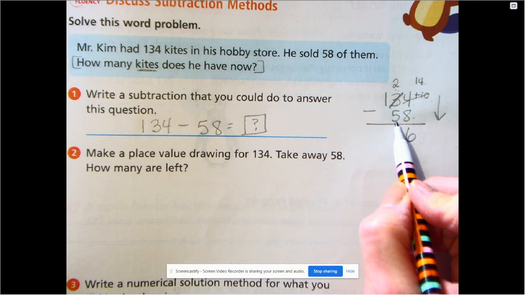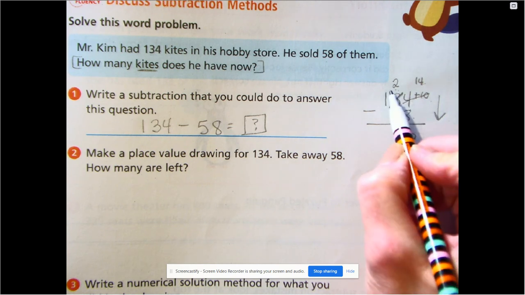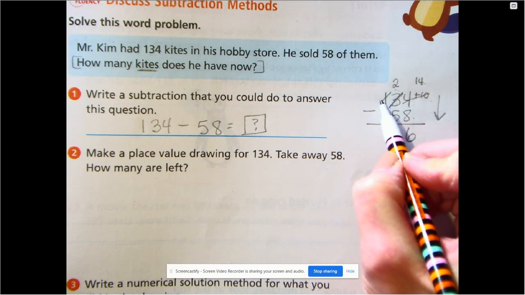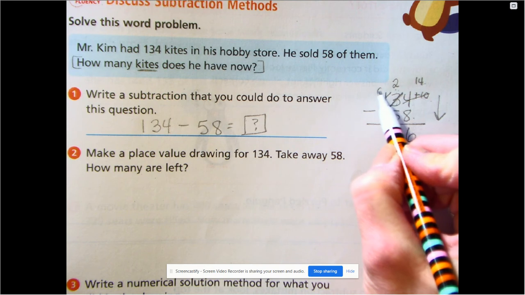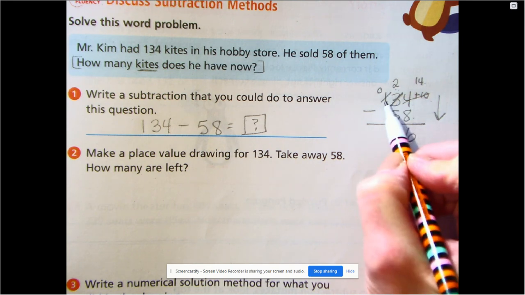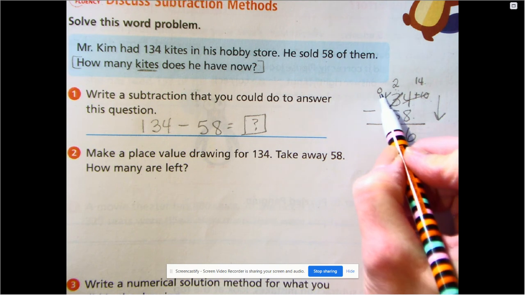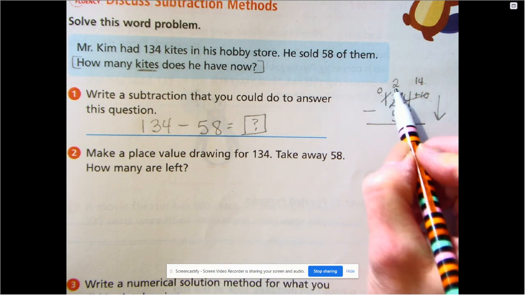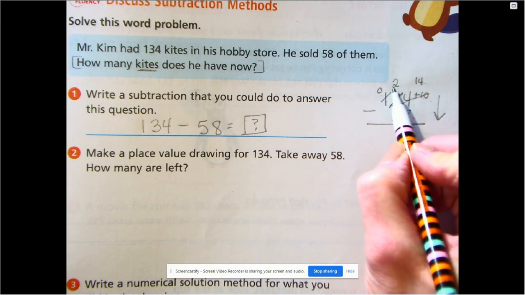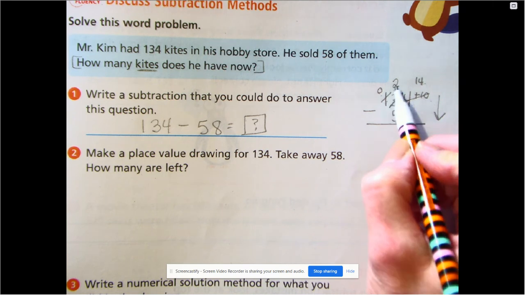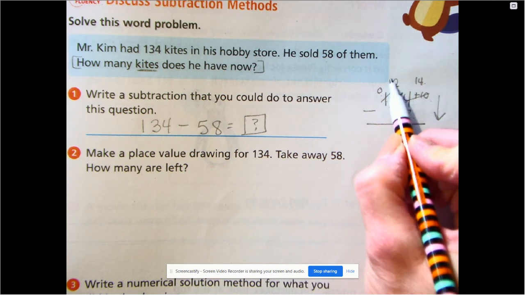I have 2 tens, and I want to take away 5 tens. I can't do that, right? 5 is more on the floor, so I have to go next door. I'm going to ungroup my hundreds. So if I take that group of 100, I don't have any left, right? If I have 1 and I take 1 away, there's 0. But I'm going to give it to my tens. Okay, so I had 2, and I'm going to add 10 more. That's going to make 12.